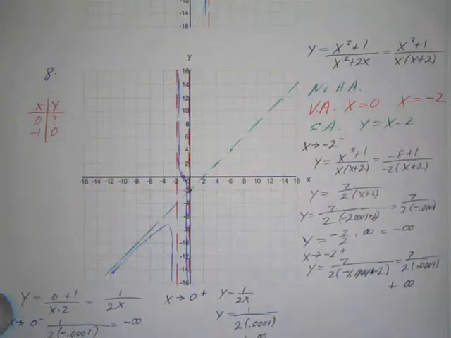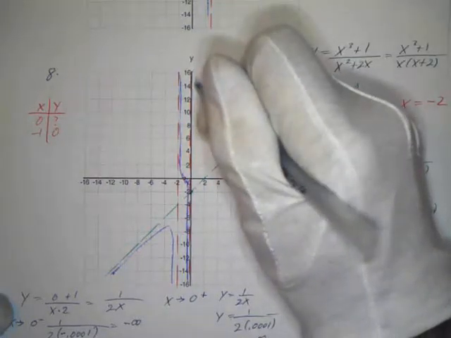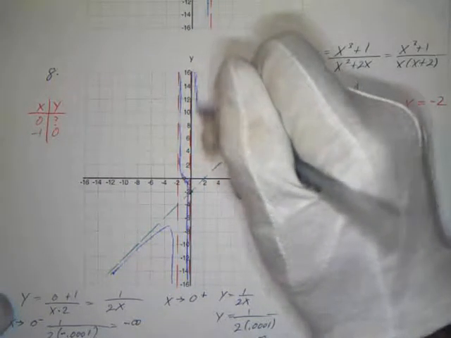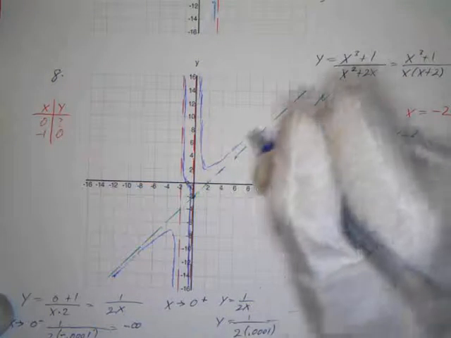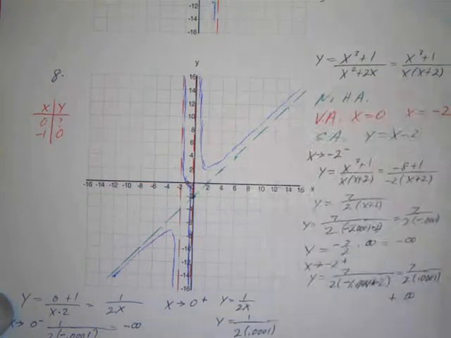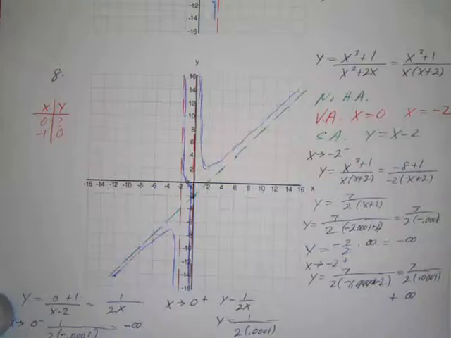So it looks like we're okay. So it looks like we're going to come down like this from positive infinity and curve around here somewhere like this and head towards that asymptote. So this looks like what we've got. Okay.